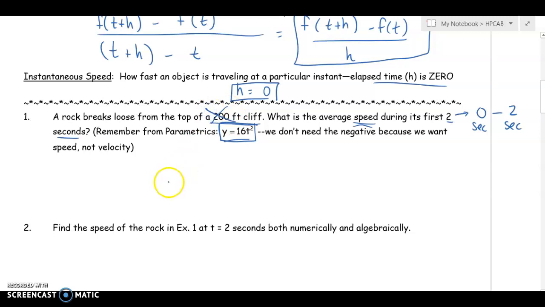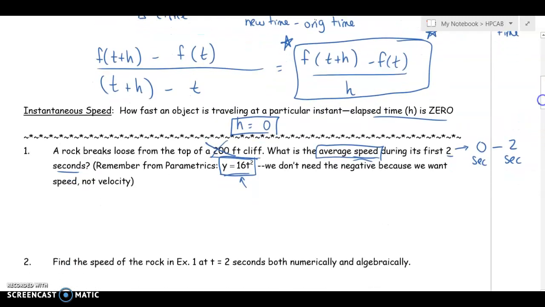All right, all we're dealing with basically is gravity, and we're talking about the first 2 seconds. So we're really only going to be using this equation to help us. When you are trying to find the average speed, we're going to use this lovely formula here. We're basically doing the change in distance all over the change in time.